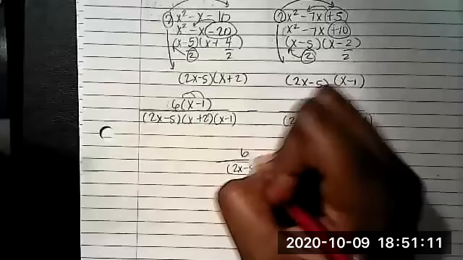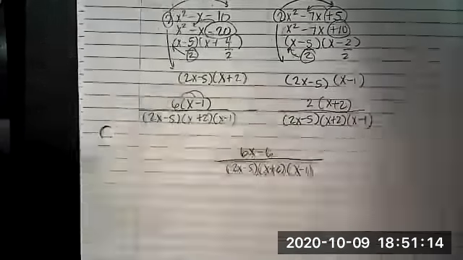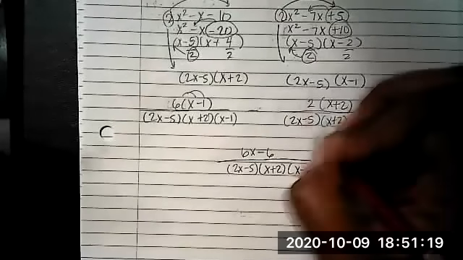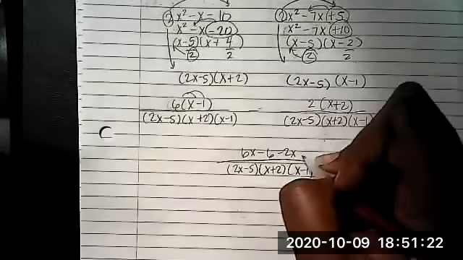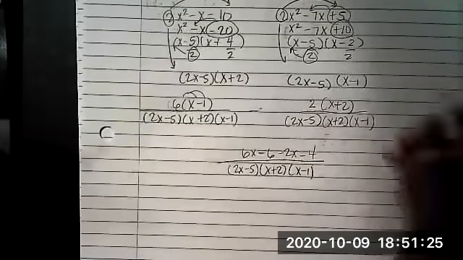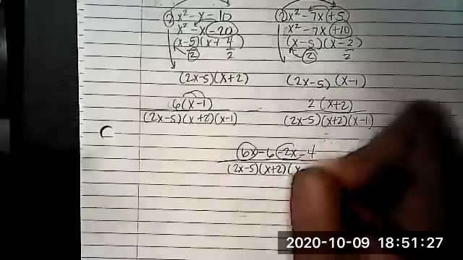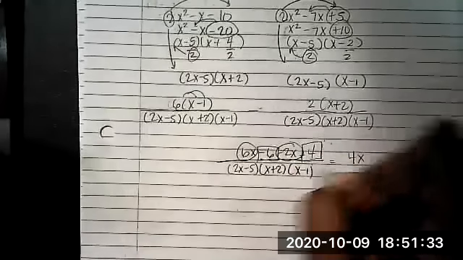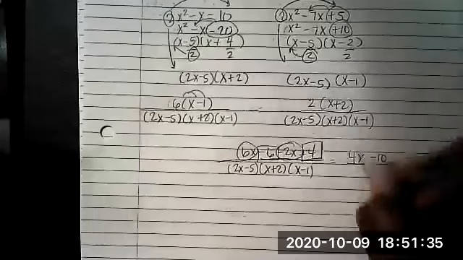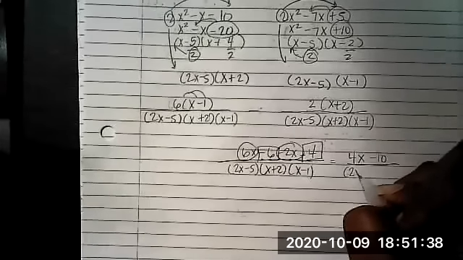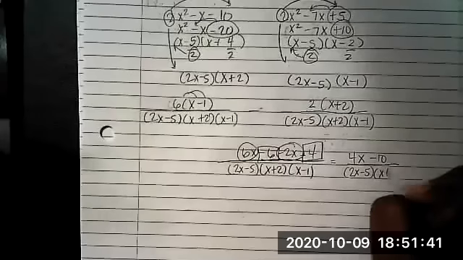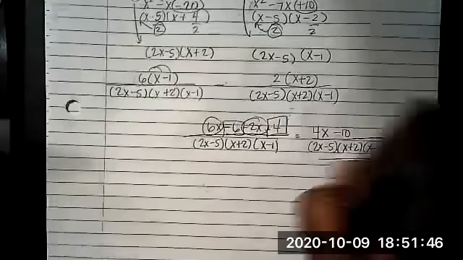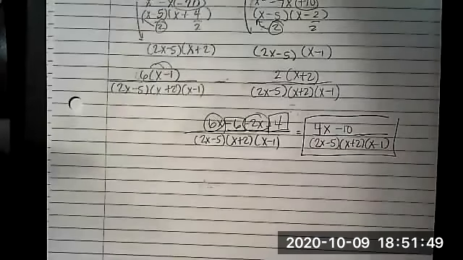Distribute: 6x minus 6. And then here, this is a negative 2 you're distributing because that's a minus in between. Negative 2 times x is negative 2x. Negative 2 times 2 is negative 4. Combine like terms. 6x minus 2x is 4x. And then negative 6 and negative 4 become negative 10. All over the common denominator 2x minus 5, x plus 2, and then x minus 1. That is your answer for the last problem.